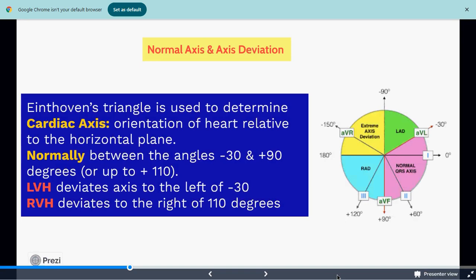What is axis deviation? What's normal axis deviation? What's abnormal axis deviation, including left axis deviation, right axis deviation, and extreme axis deviation?